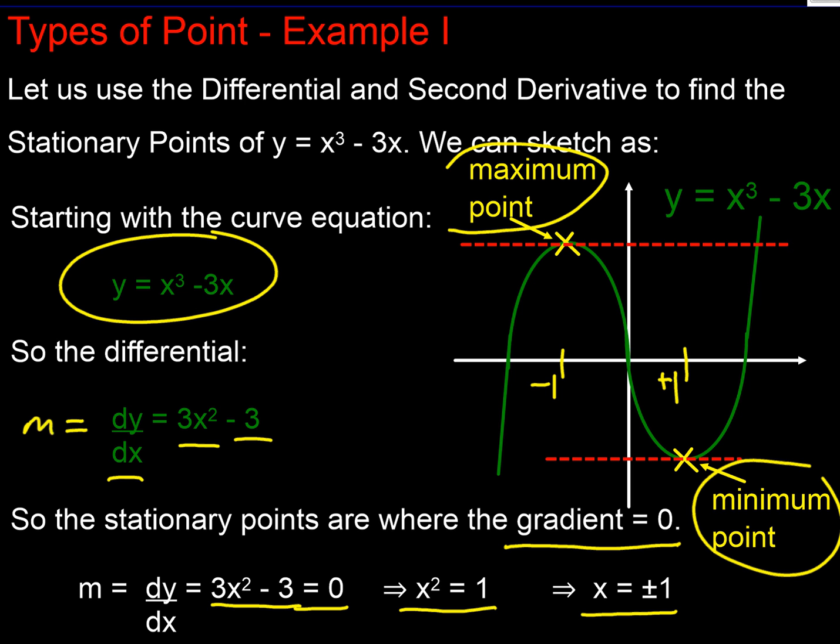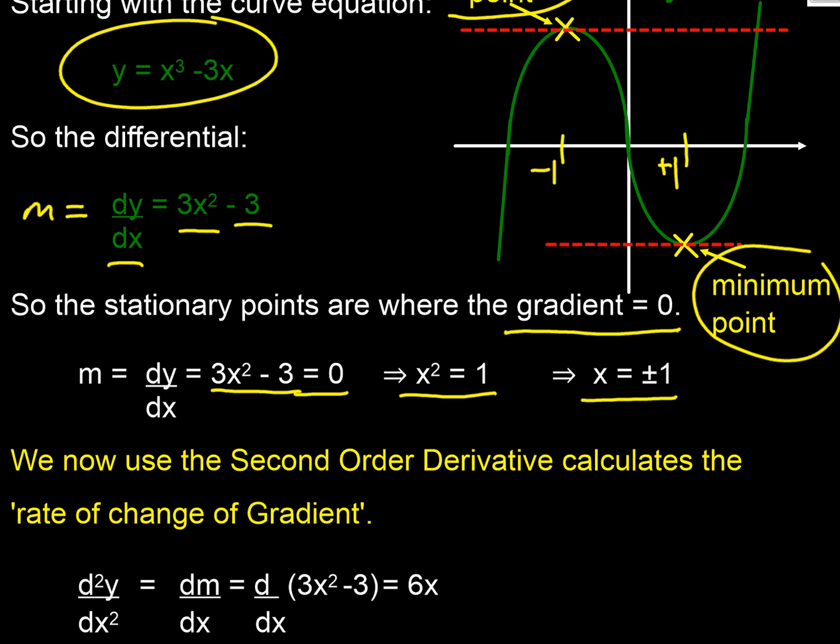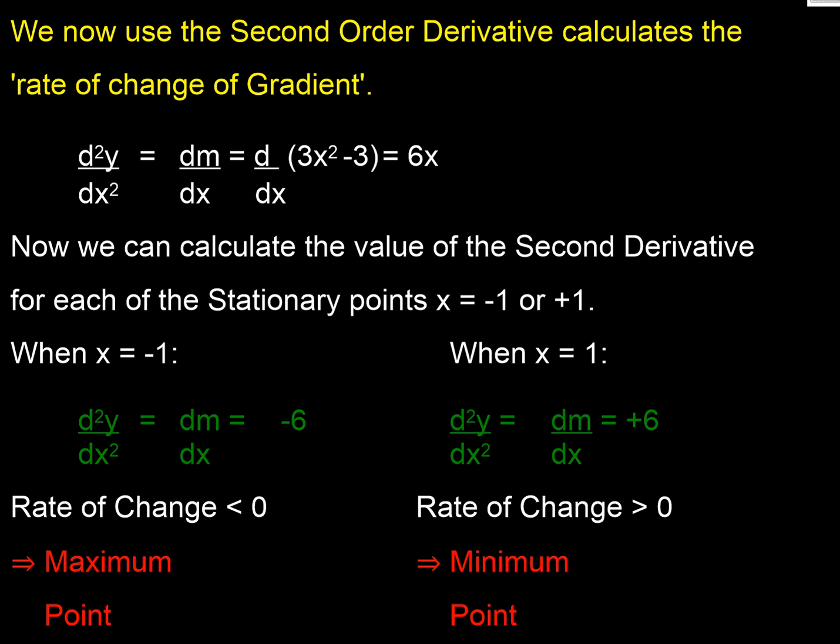Okay, now let's use the second order derivative to calculate whether these are maxima or minima. Well, we found m just now, didn't we? It was 3x squared minus 3, that was our gradient, and now we're going to differentiate it, aren't we? Because we're interested in the rate of change. So the first term, 3x squared, becomes 6x, and the differential of minus 3 is just 0, isn't it? So we now know that the rate of change of gradient is 6x.